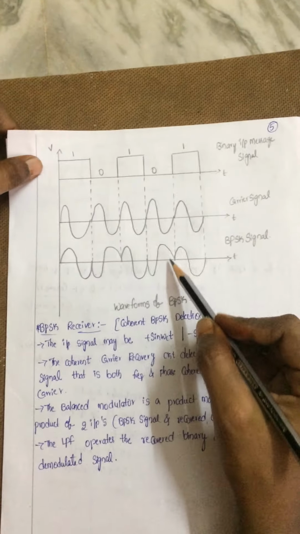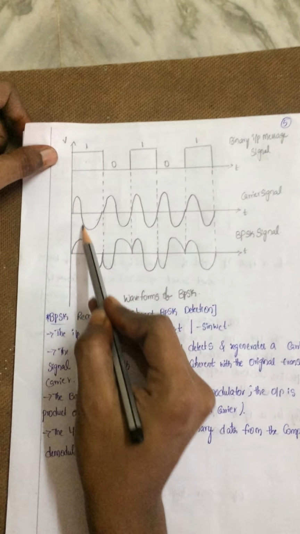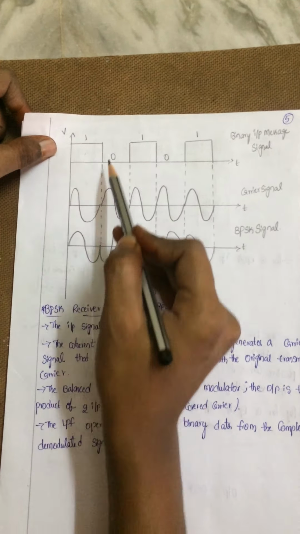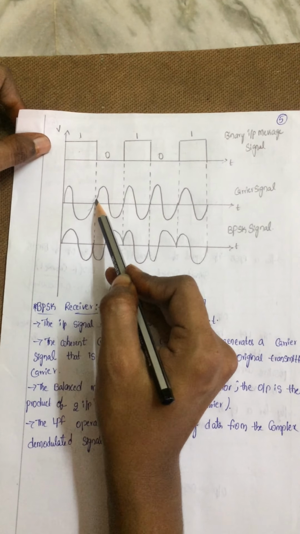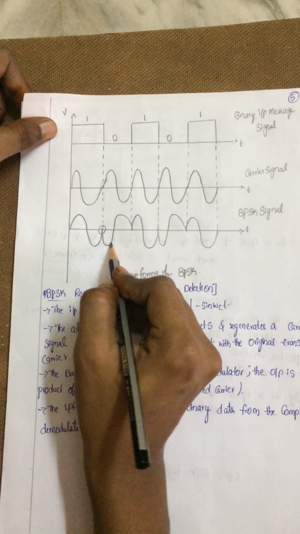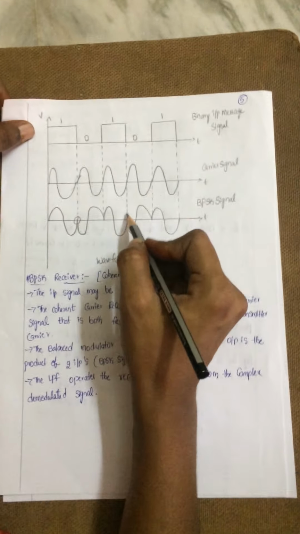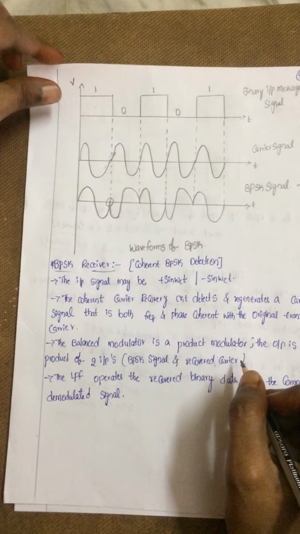Now we'll see how the waveforms look. So this is the message signal, this is the carrier signal. Whenever 1 is there, the carrier is drawn as it is. Whenever 0 is there, this actually has to start at this point, but see here, it starts with reversal of phase. Similarly, 1 means as it is phase, 0 means reverse phase. This is how the BPSK signal output is generated.